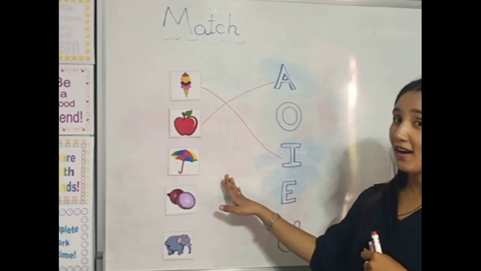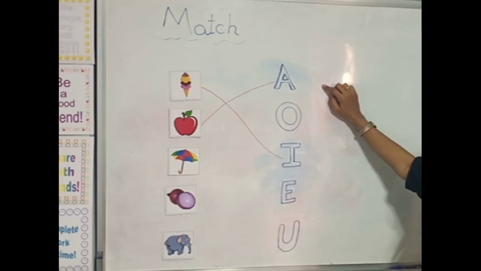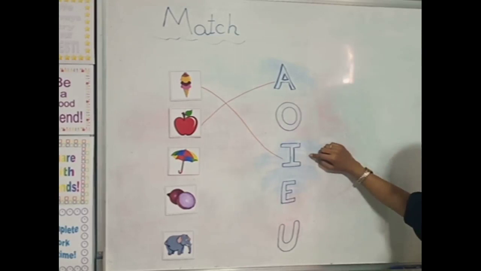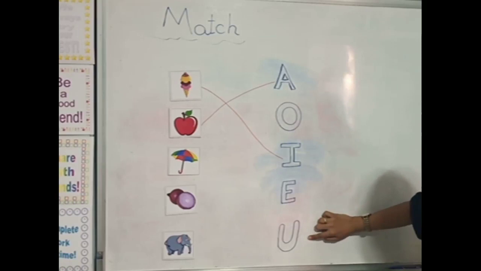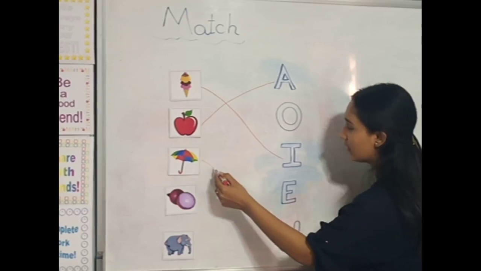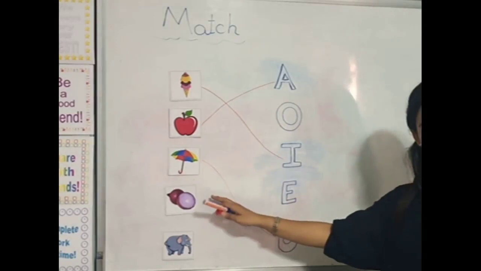So number three picture. Umbrella. For umbrella, letter E? No. Letter O? No. Letter I? No. Letter E? No. How about letter U? Yes. So let's match, okay? Umbrella, U. U for umbrella. How about this one?